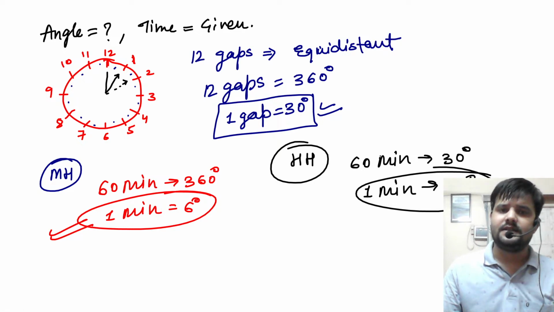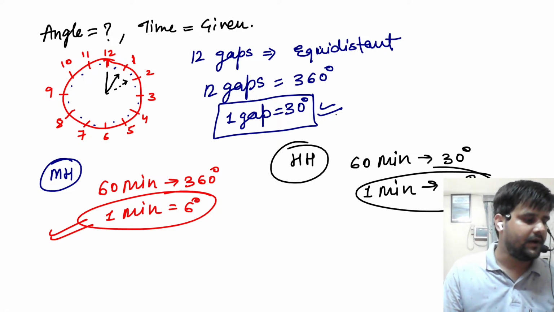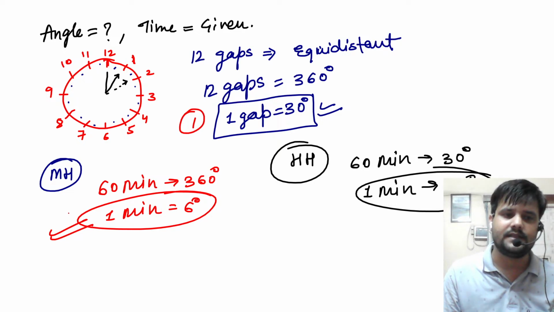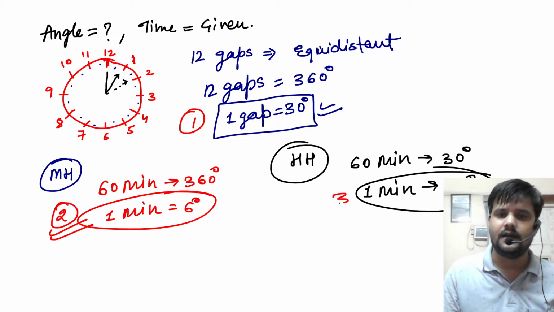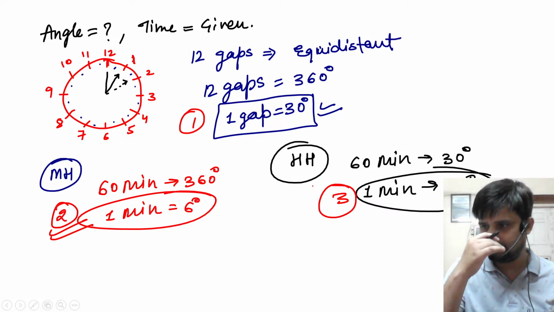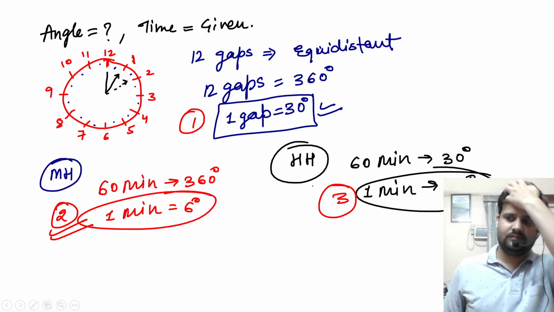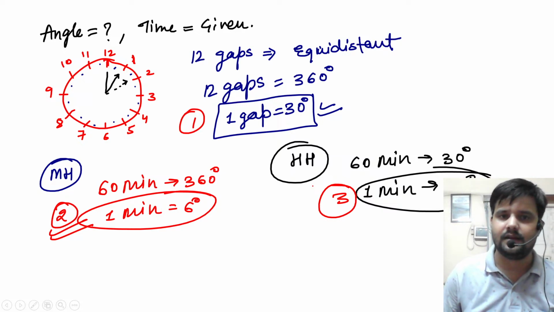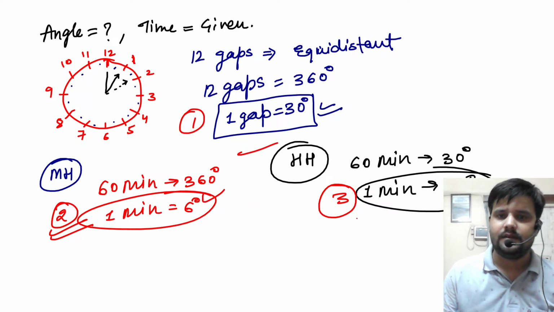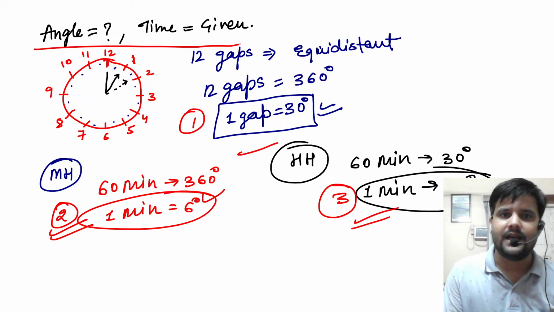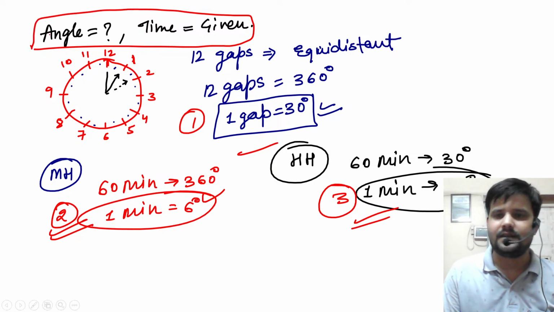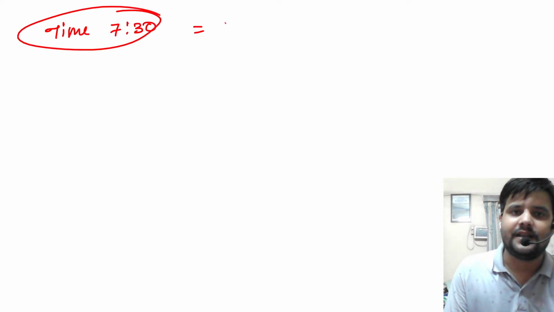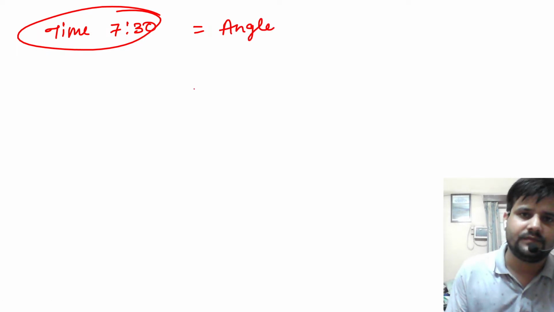Getting my point? Just remember all these important points. The first important point is this. Second is minute hand speed. Third is hour hand speed. Getting my point? So now let's start to find the angles. Just remember these 3 key points. Then we will solve the question where the angle will be asked and the time is given. Now let's come to question directly. Let's say the time in the clock is 7:30. And I am asking you what will be the angle between the clocks.